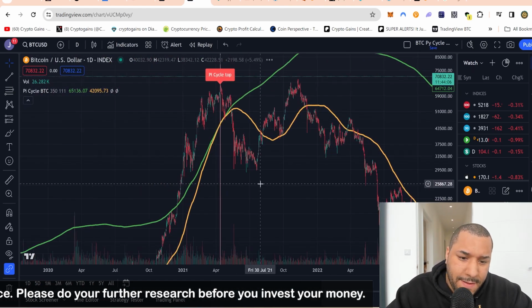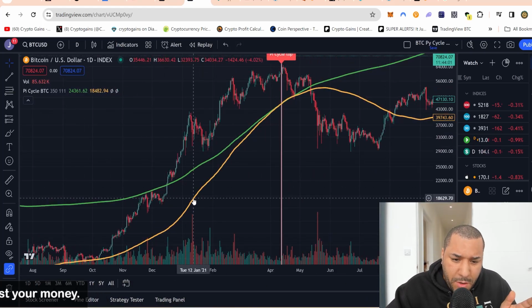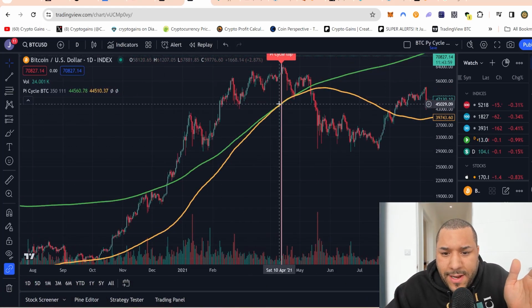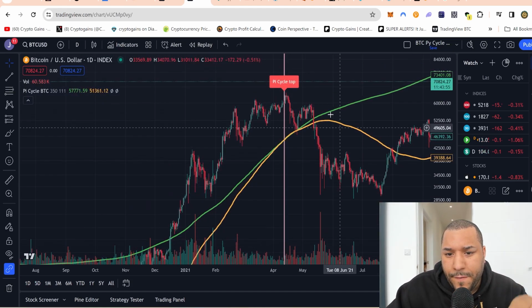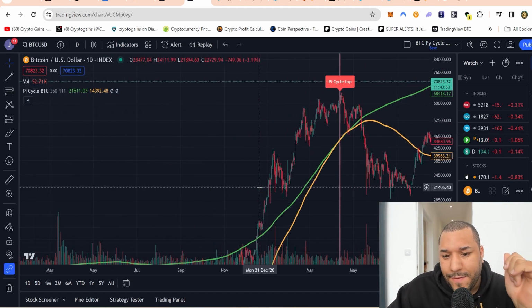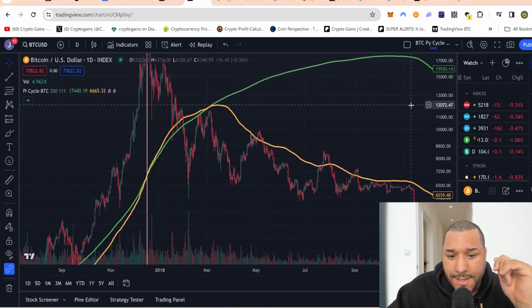What it does is we have these two lines. We have the green line and an orangey yellow line. When this orangey line comes up towards the green line and crosses, it usually crosses at the exact top of the market, or at least that's what they believe it to be. And it's been pretty precise in the past with most cycle tops, and you can see it here, right?